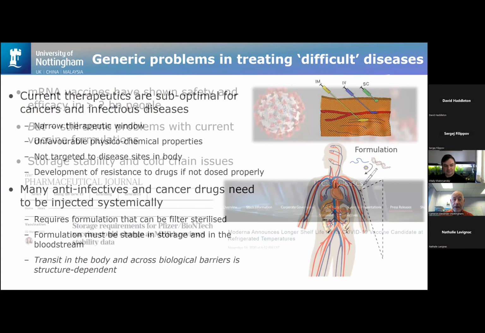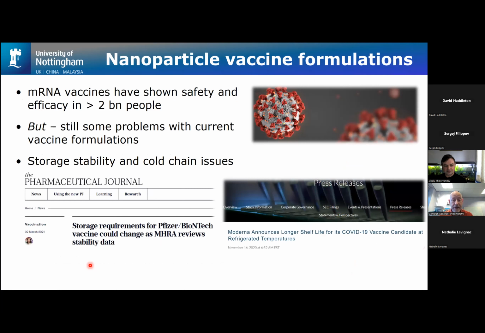So first of all, I'm going to talk about nanoparticle vaccine formulations. And obviously, I'm not going to go into any detail about this. I think you all know the issues there and how very successful mRNA vaccines have been. So the numbers are over 2 billion people. It's quite an extraordinary example of science and how science really has come to the rescue.